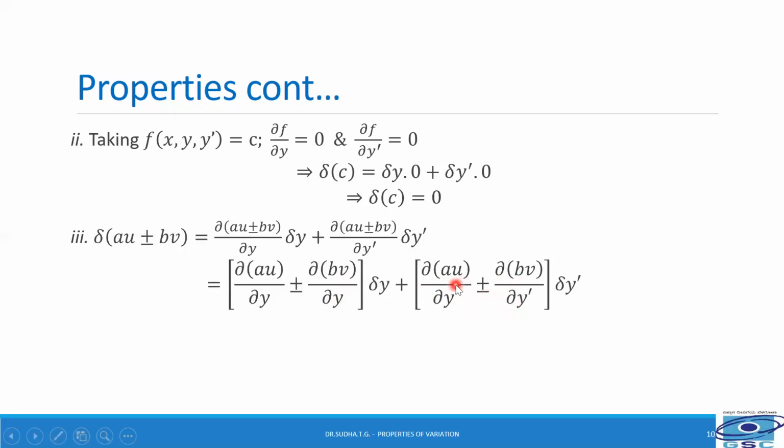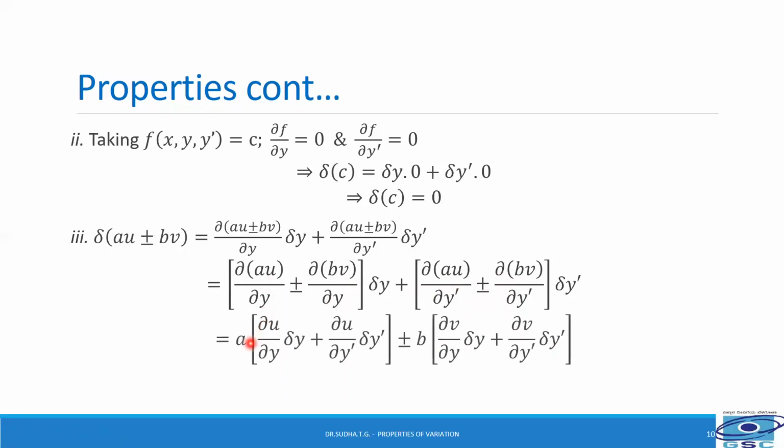Now let us differentiate the first term here. A is a constant, so retain A as it is and differentiate U. So you get A into dou u by dou y into delta y. And similarly, for the u term we get A into dou u by dou y dash into delta y dash. So that is what we have put here.